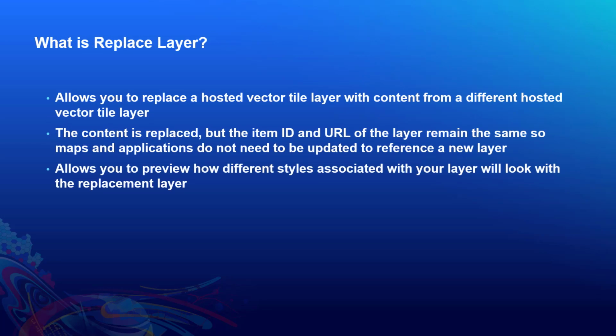The Replace Layer option allows you to replace a hosted vector tile layer in your organization with content from a second hosted vector tile layer owned by the same portal member. When you replace a hosted vector tile layer, the content of the layer is replaced with the content of the second layer. Because the item ID and the URL of your layer don't change, the maps and apps that use your layer do not need to be updated to reference a new one.